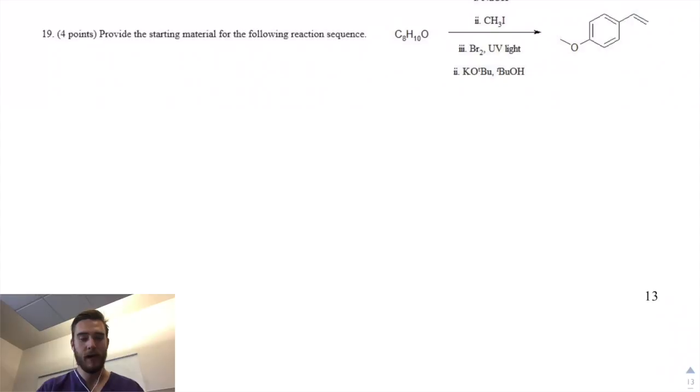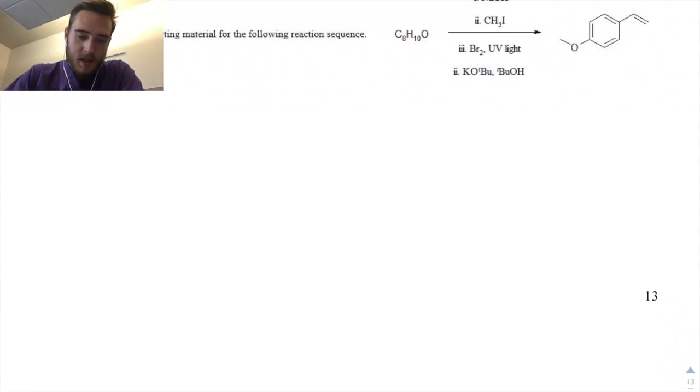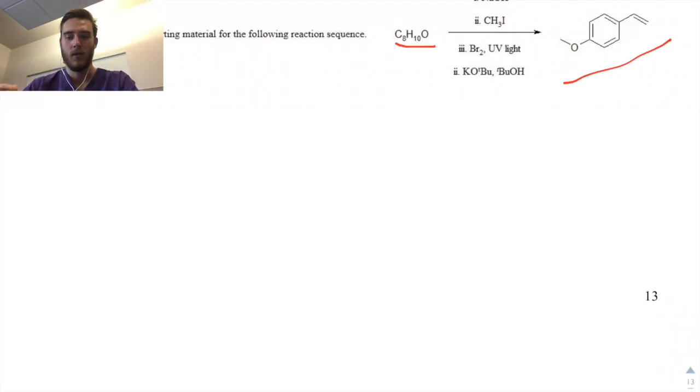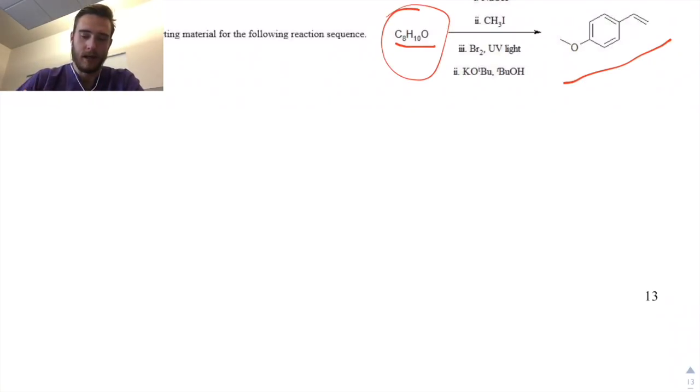Question 19, provide the starting material for the following reaction. So we start off with this, we end up with this. We've got to work backwards to figure out what this looked like before we did those 4 steps to it. So we're going to start from the very last reaction that happened to it, KO-t-butyl.